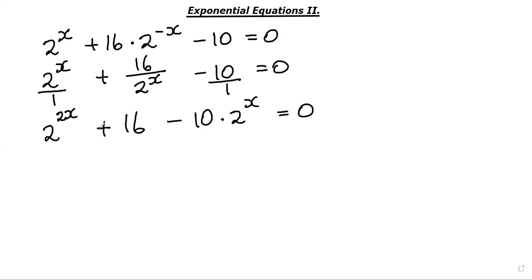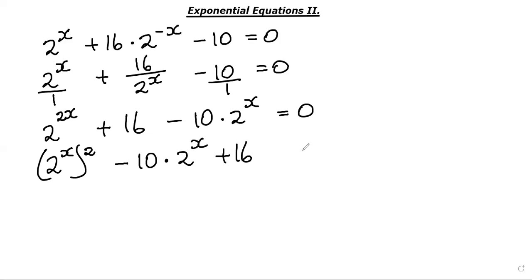Now we have to write it in standard form and represent it as a quadratic equation. So in other words, instead of me saying 2 to the 2x, I'm going to say it's 2 to the x, which is all squared. And then I say minus 10 times 2 to the x. Then I say plus 16. And this is equal to 0. Then once again, we have to simplify this. So we let k to be 2 to the x.